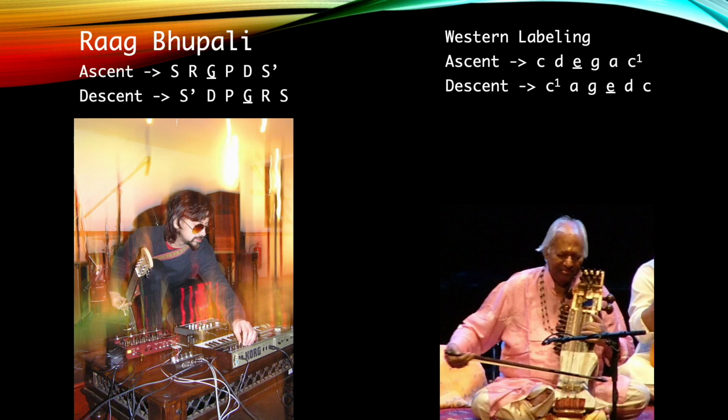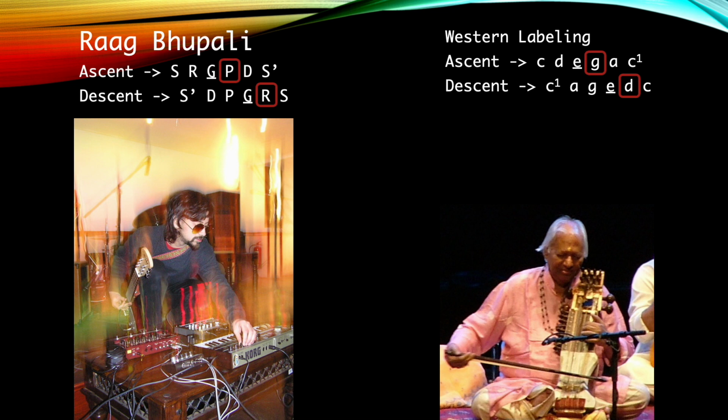Now back to Ragas. Here is a type of pentatonic scale called Raag Bhupali. Given the current note, you must choose the next ascending or descending note. For example, given G, you can choose P if you want to ascend, or R if you want to descend. This is much stricter than a Western scale where you can choose any note in the set at any time.